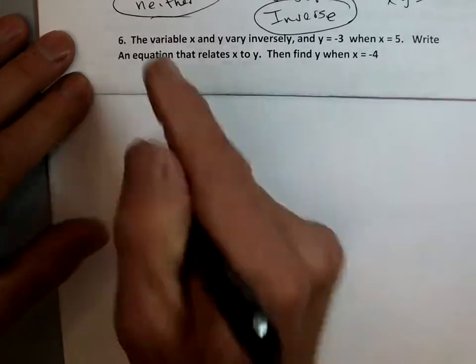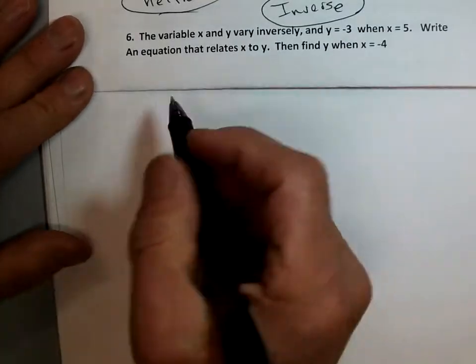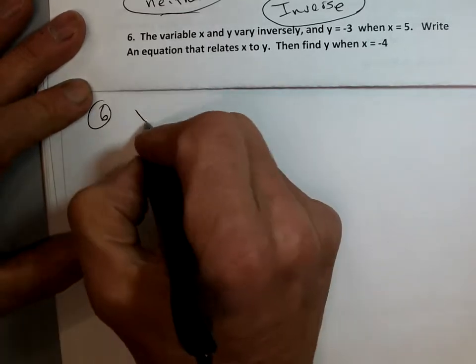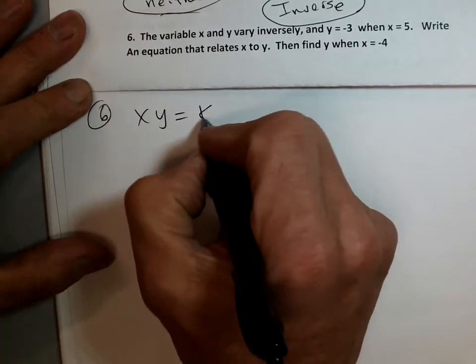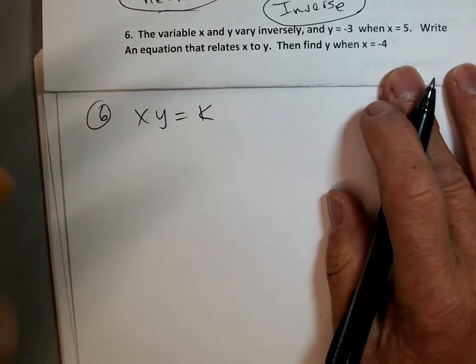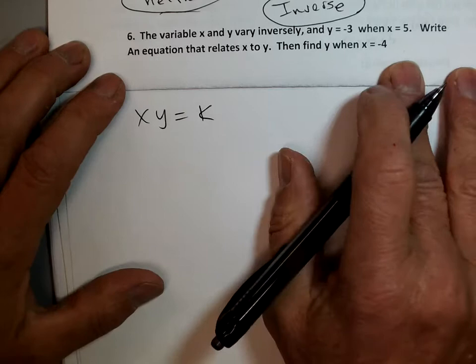So on 6, we're going to see that the variables x and y vary inversely. So that's x times y equals some number. Okay, we learned that. That's in our notes. So x times y equals some number k. So let's figure out what k is.